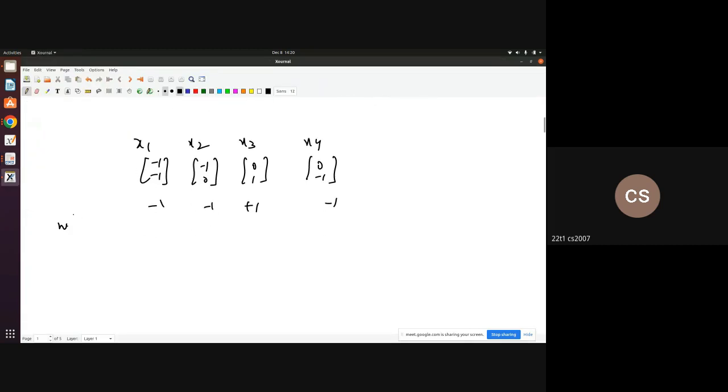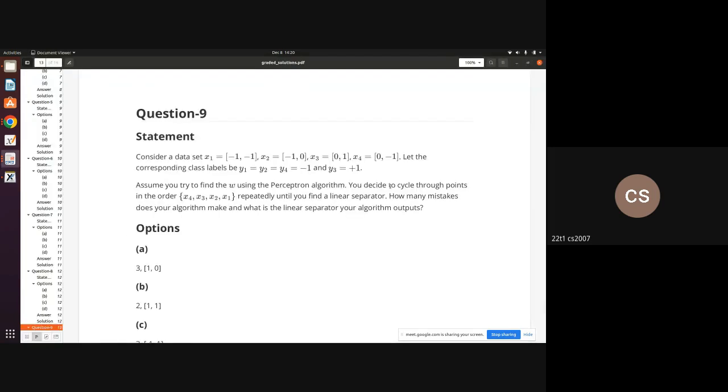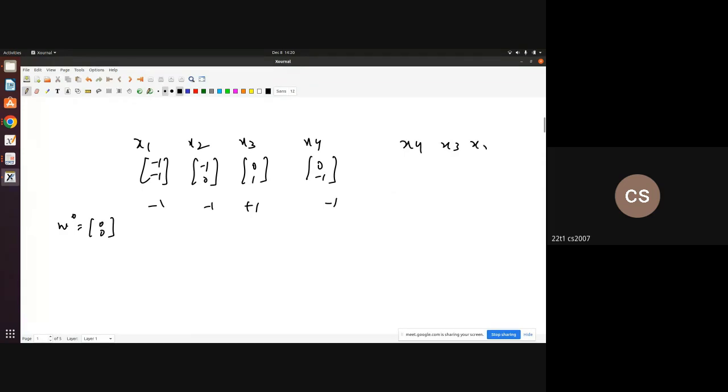So we take W0 to be 0, 0. The order is x4, x3, x2, x1. So we apply this W0 to x4. W transpose x4 will give us what? 0, 0, 0. That is going to give us 0. And what is the rule? If it is greater than or equal to 0, we predict +1 class. If it is less than 0, we predict the negative class. So the class predicted will be +1, which is not matching.